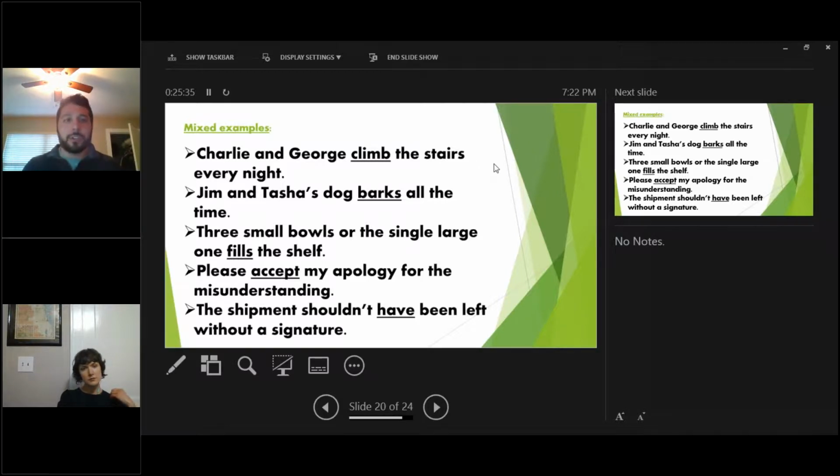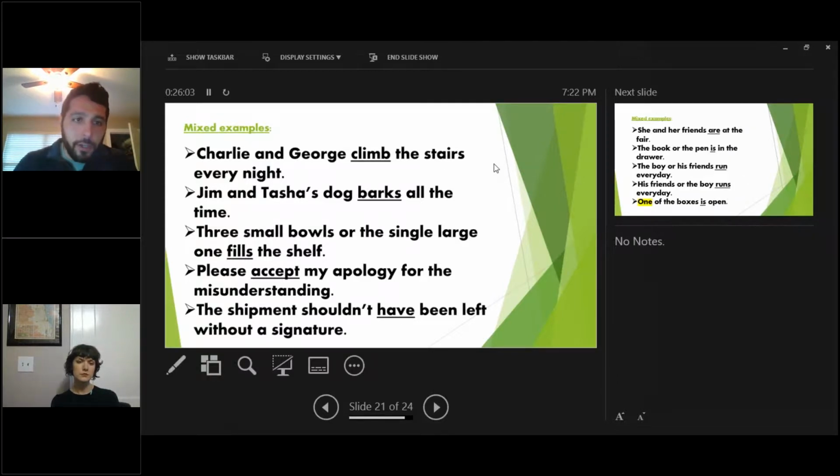Okay, we've covered a few things here. I'd like to just run through a couple of mixed examples. Charlie and George climb the stairs every night. So this is a compound subject, two people. We have and separating them, so it's going to be a plural verb. It's a plural subject with a plural verb. So climb the stairs, no S on the end of the verb. And there you go.